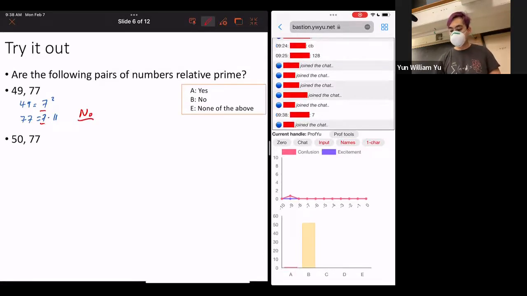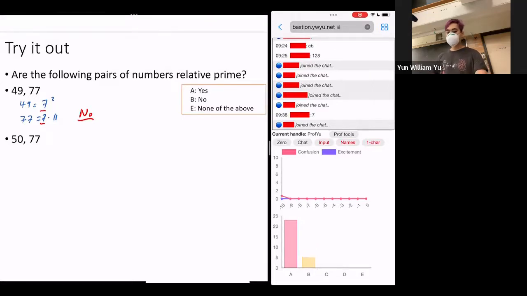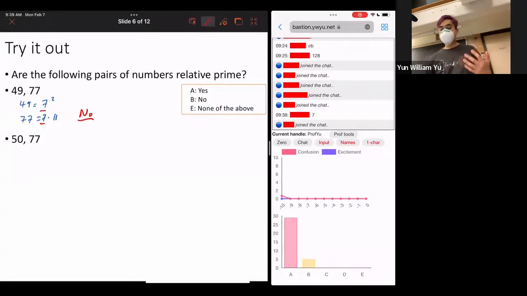Okay, what about, someone in chat also put that down. What about 50 and 77? Are these two relatively prime? Okay, it looks like many people are saying yes. So let's try this in a slightly different way. Let's try using the Euclidean algorithm instead, since we have all these different ways of checking this.